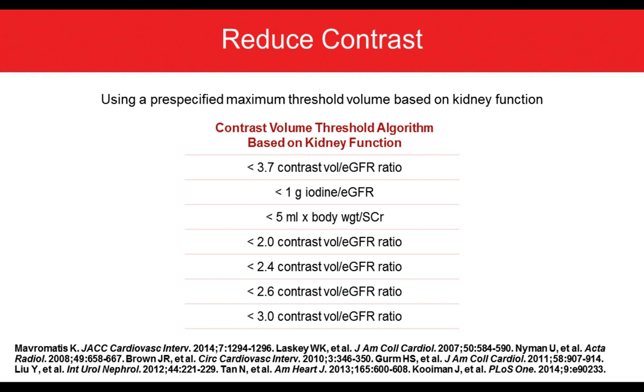The point here is that there have been a variety of different contrast thresholds that have been looked at over time. The older ones used grams of iodine to eGFR or 5 times body weight over serum creatinine. I think with the data that we have, both from the NCDR data set as well as Dr. Gurm's work, we can safely say that 2 to 3 times the eGFR is probably a reasonable number to remember and to use as your contrast threshold.